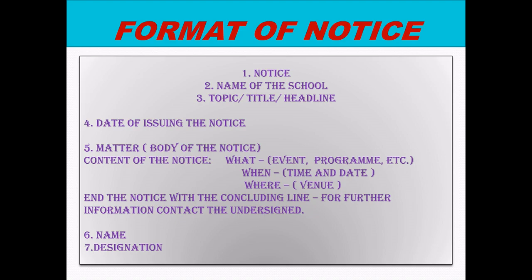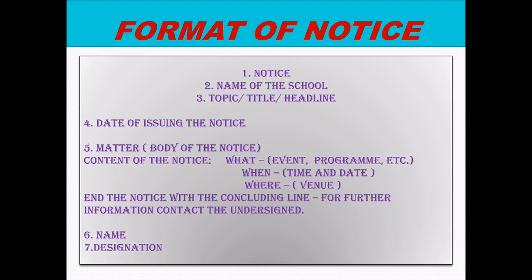Next, you will leave a line. You can see over here that there is a gap between point 3 and point 4. So you leave a line and on the left hand side of the box from the margin, you will write the date of issuing the notice. Next again, you will leave a line and point number 5, straight away you will start your matter from the margin itself. Matter means the body of the notice, the content.